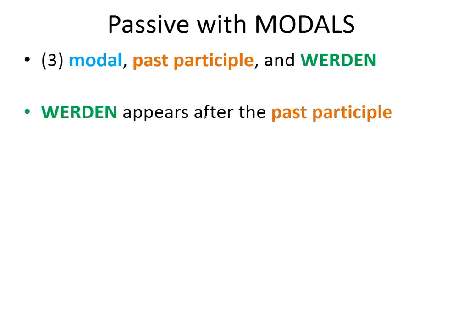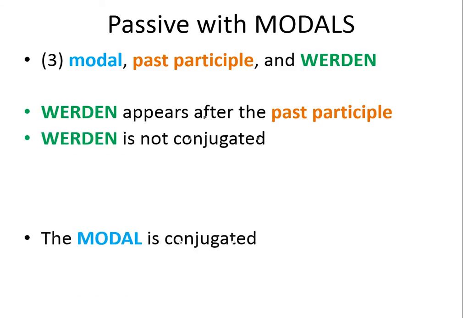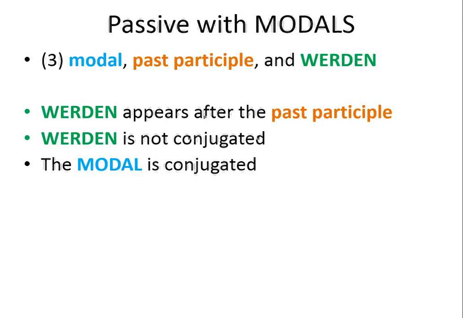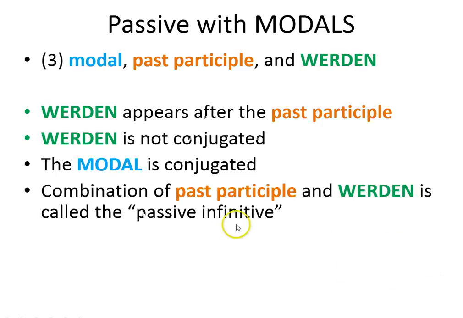Werden goes all the way to the end of the sentence, so it trumps the past participle, which typically goes to the end of the sentence, so it's after that. Werden is not conjugated, so we keep it in its infinitive form. And only the modal is conjugated. When we have the past participle and werden together, like in our previous example, gelesen werden, we call that the passive infinitive, just in case you wanted to know.